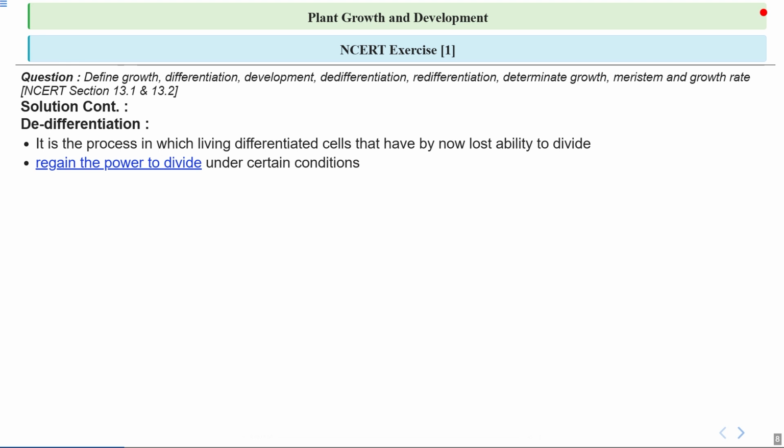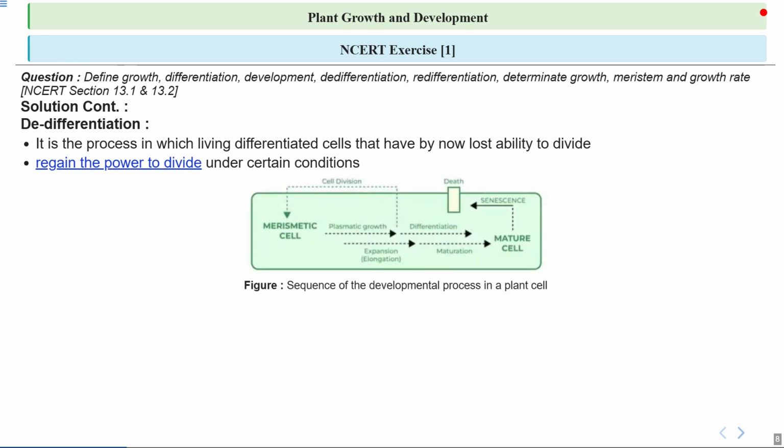In differentiation, they lost the ability to divide. So this is the sequence that is showing the stages of developmental process that we talked about.